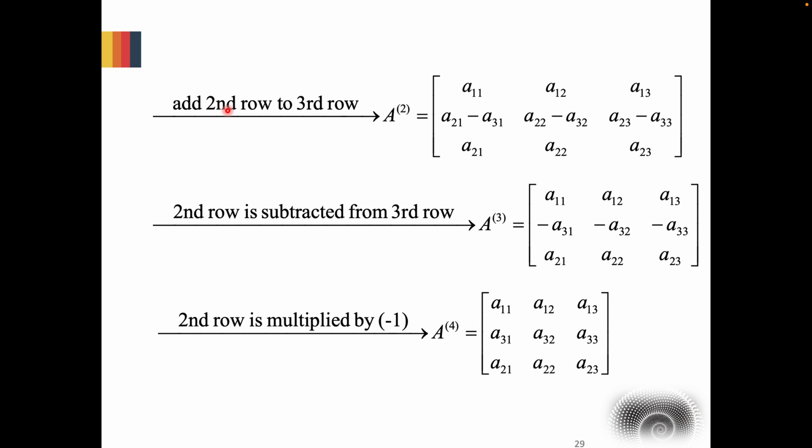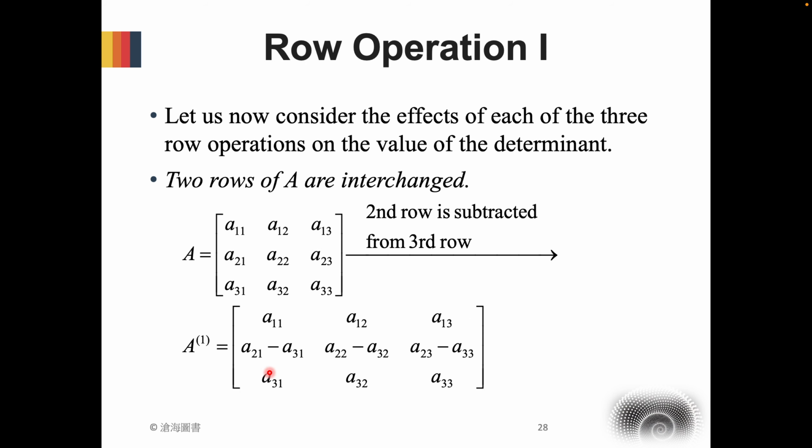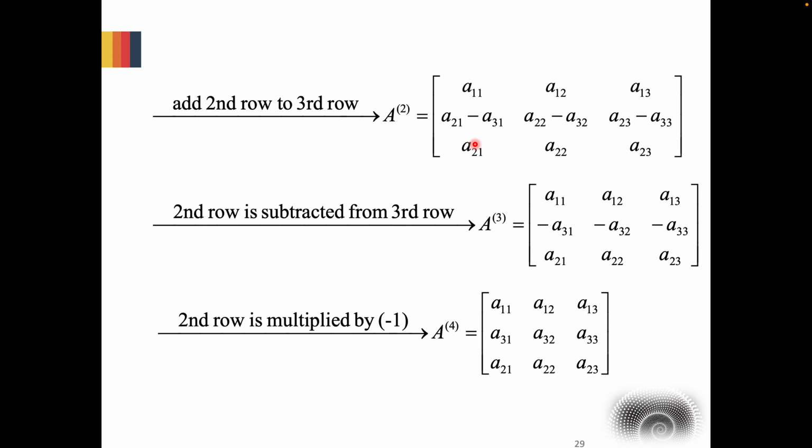And then we add the second row to the third row. So the third row becomes this one, A21, A22, A23. And then the second row is subtracted from the third row. So the second row becomes minus A31, minus A32, and minus A33. And then we multiply the second row by minus 1. So it becomes A31, A32, and A33.